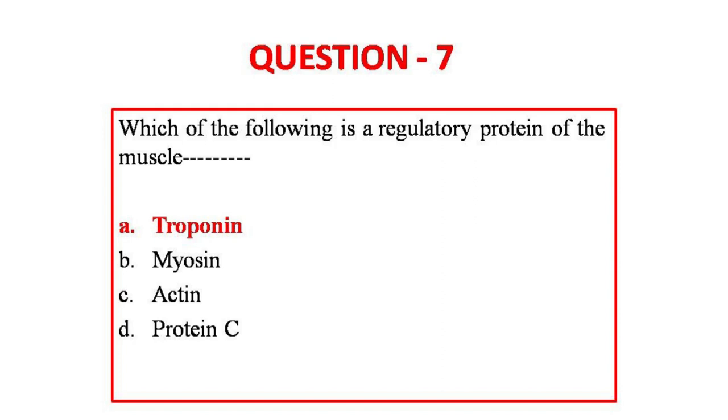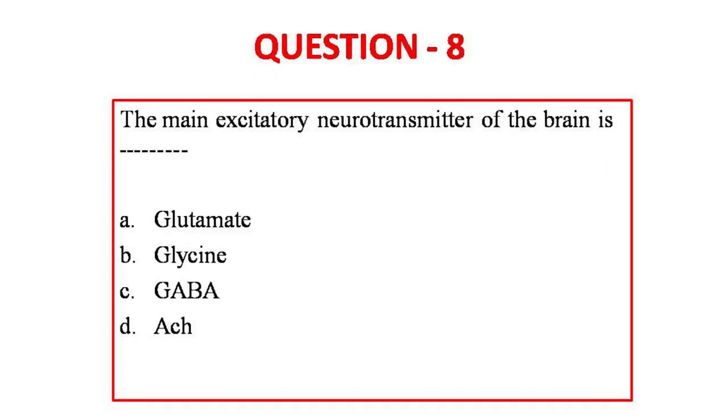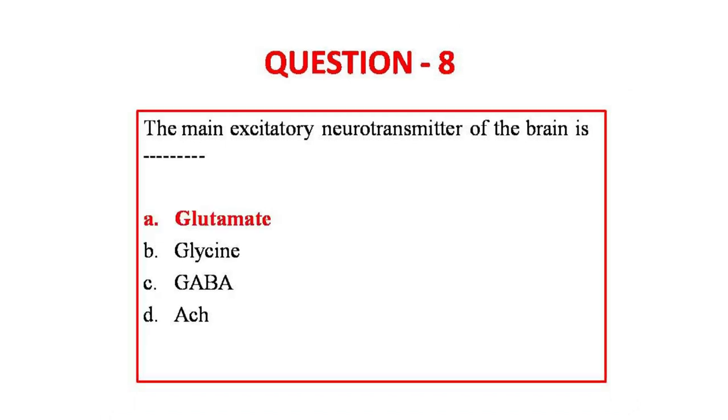So moving on to question 8. The main excitatory neurotransmitter of the brain is, they've given 4 options: glutamate, glycine, GABA and acetylcholine. So the answer for this question is, the main excitatory neurotransmitter of the brain is glutamate. So the glutamate is the excitatory transmitter which actually plays a major role in the skeletal muscle. It helps in contraction of the skeletal muscle, whereas it plays the exact opposite thing in the heart. It slows the heart rate.